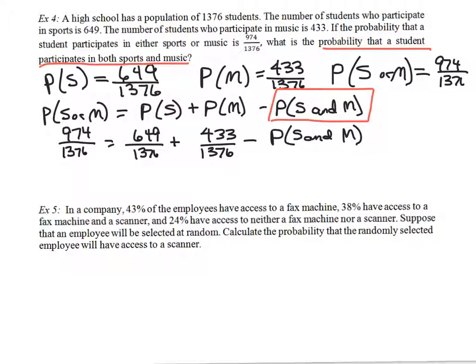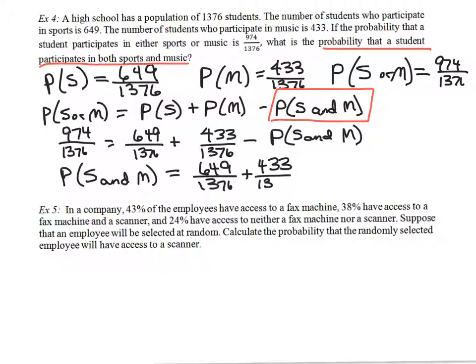So the probability of S and M would be equal to 649 over 1376 plus 433 over 1376 minus 974 over 1376. So when I add and then subtract, I end up with 108 over 1376. And using my calculator, this does reduce, not required, but I do also get 27 over 344.